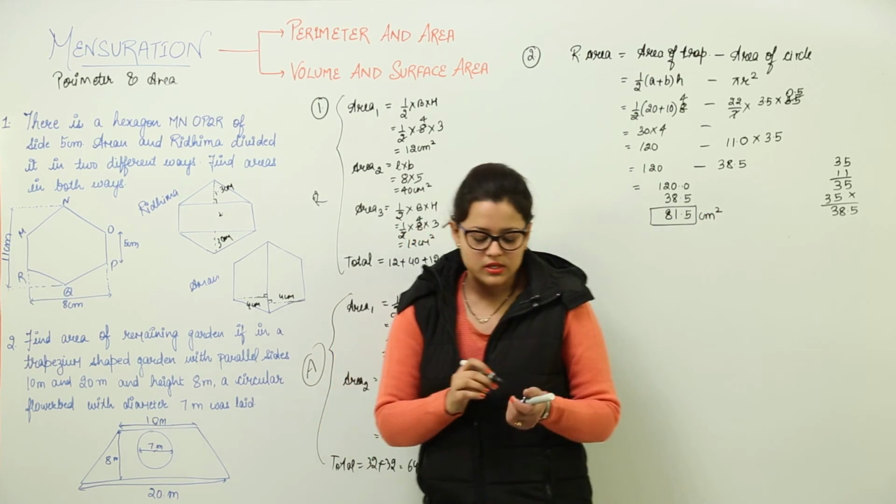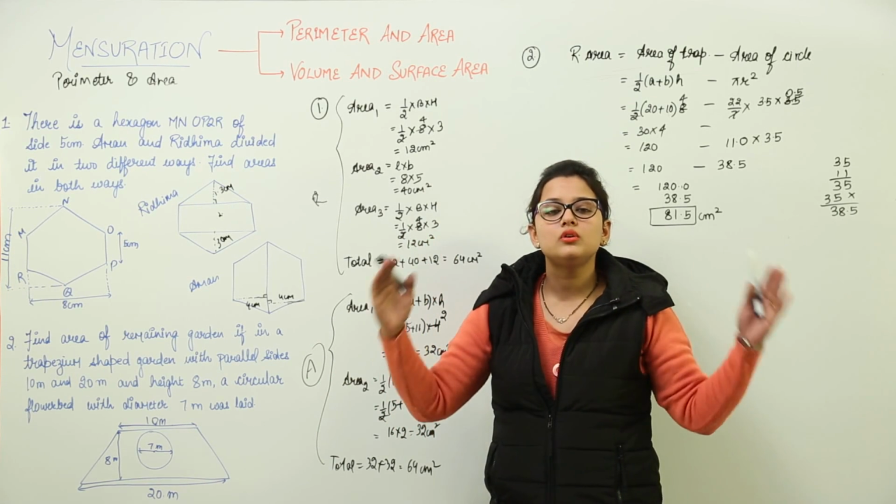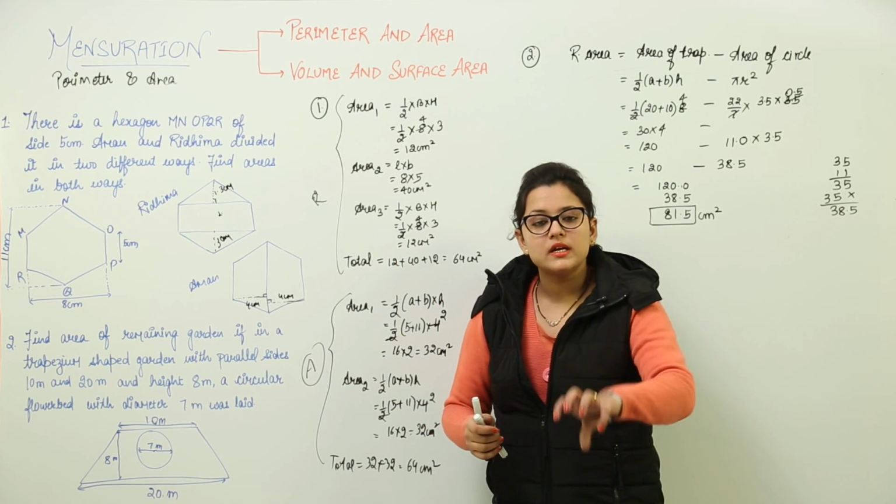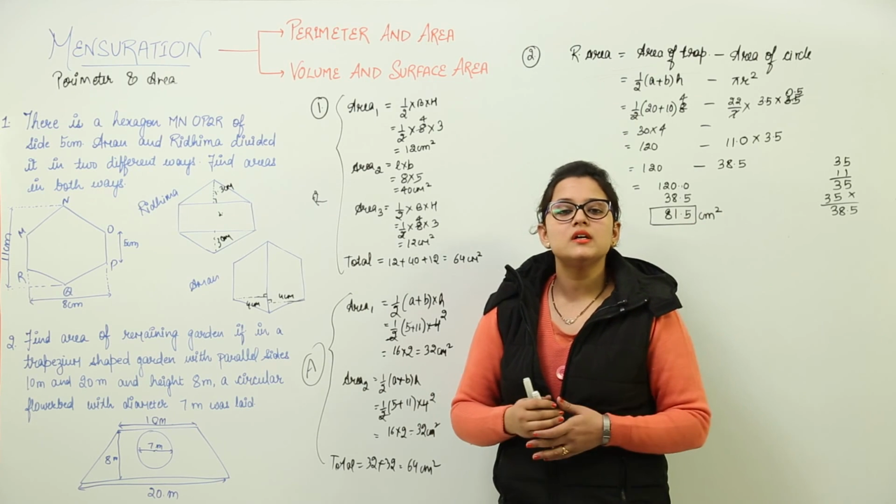Right? For any such questions, what you have to do is take out the total area, subtract the area that has been taken out, and you would get the remaining area.